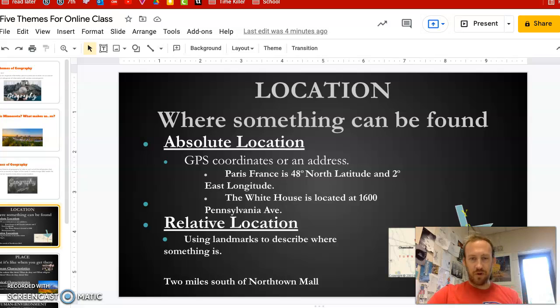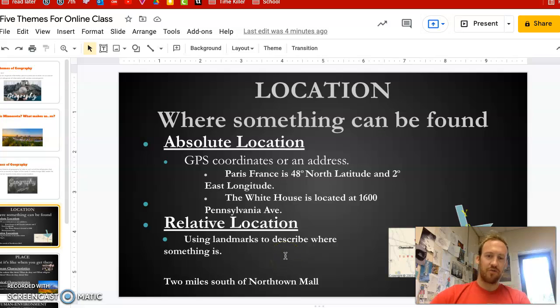With absolute location, we're using coordinates to give us the exact spot on the Earth where something is. So Paris, France is at 48 degrees north latitude, 2 degrees east longitude. So that's using coordinates. Or we can use a street address. I hope you all know the address of wherever you live. So for example, the White House is located at 1600 Pennsylvania Avenue. That tells us pretty much exactly where the White House is.